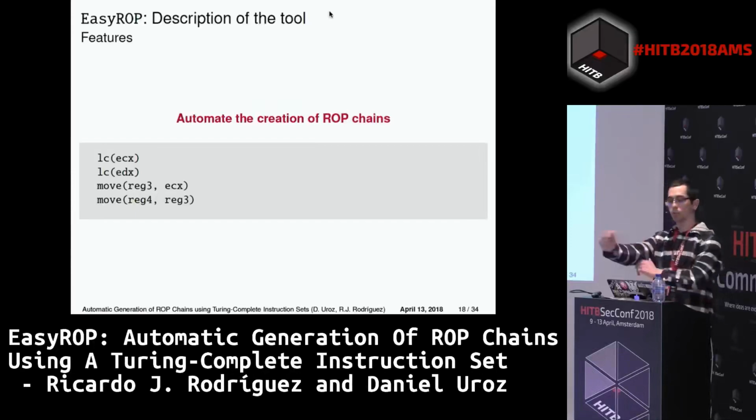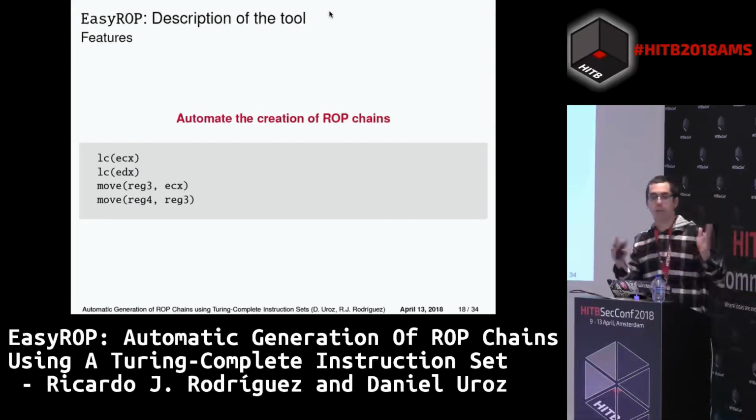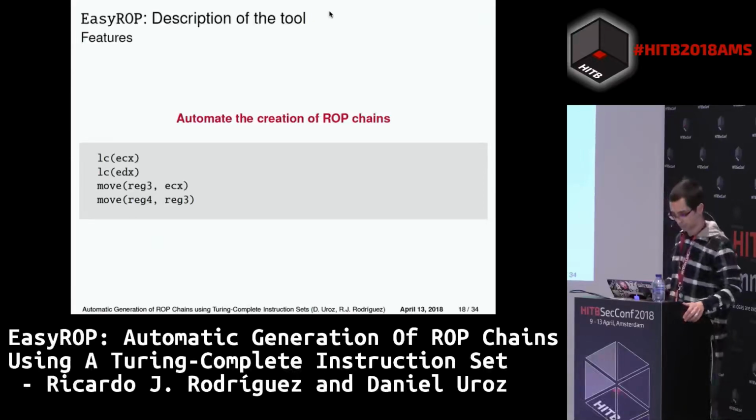Regarding the automation of the creation of the ROP chains, consider that you want to create a ROP chain with these operations. So, load a constant in the ECX register, load a constant in the EDX register, and move the value that I have in ECX to another register, reg3. That means this is a mask. It could be any kind of register; I don't care about the register. And then move from that register to another register.